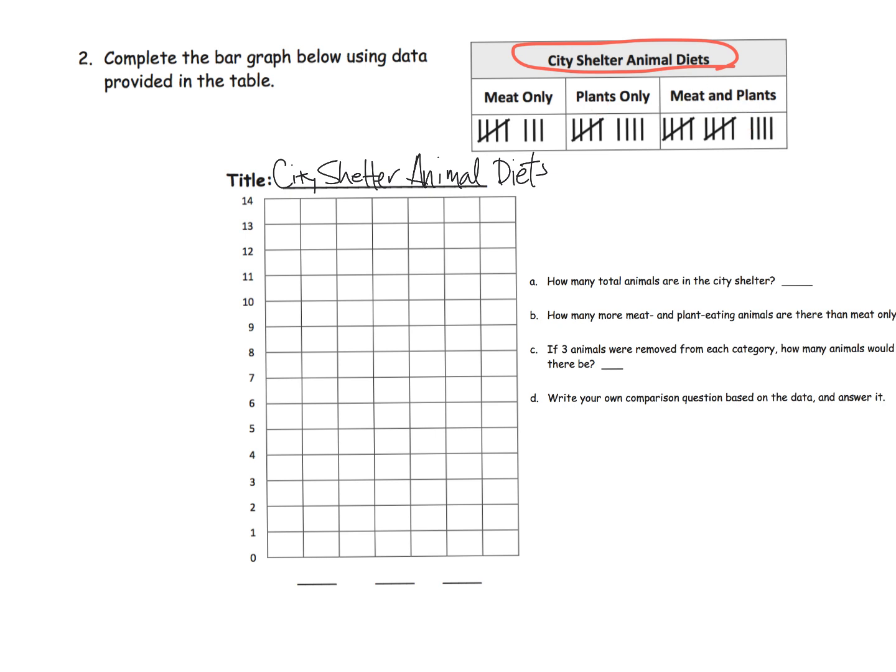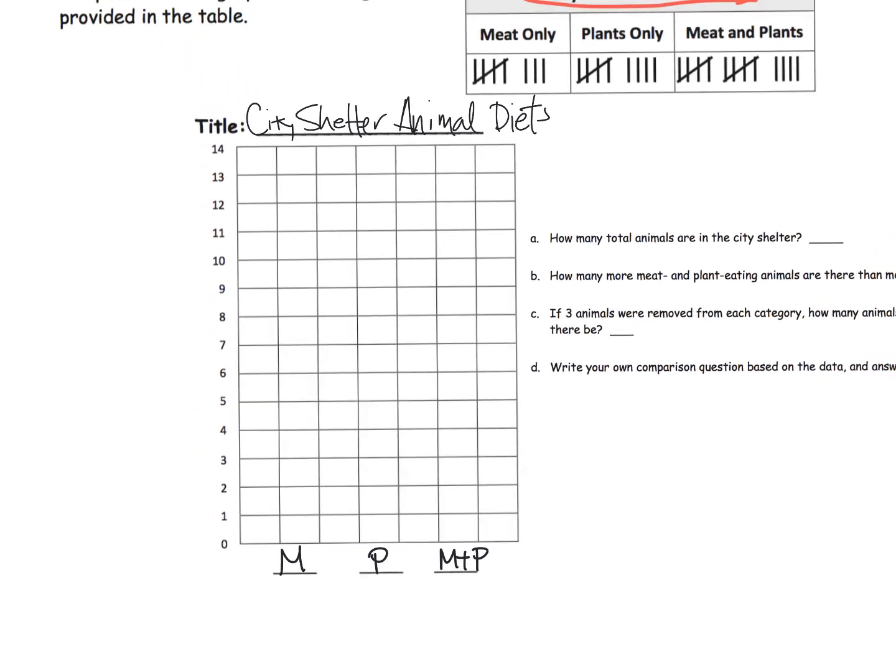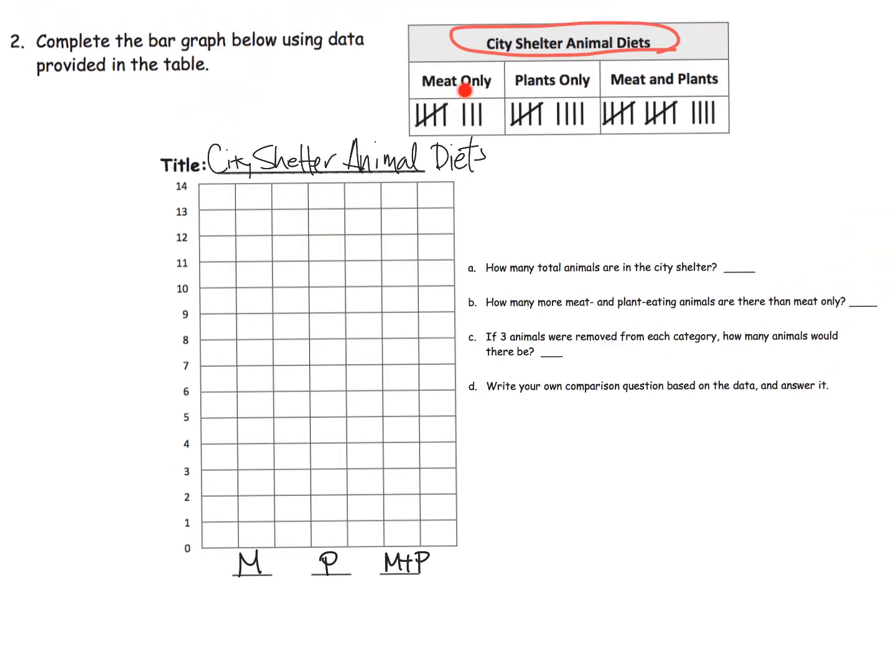So down here, I'm going to zoom in down here, and we're going to label this, let's just do M, P, and M and P. So meat only, plants only, meat and plants. And then you'll notice, here's the important thing with the tallies. We don't have to count all the individual tallies, because we know this clump right here is 5 plus 3 more is 8. So we know we have 8 animals that do meat only. All right, so we know that we're going to go up to 8. 8 right here. So there is our bar for meat.